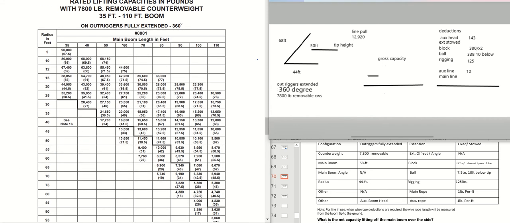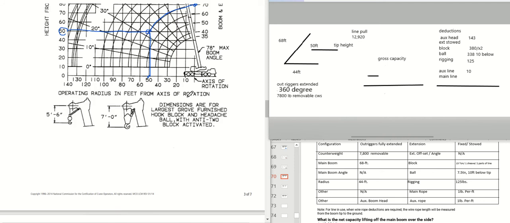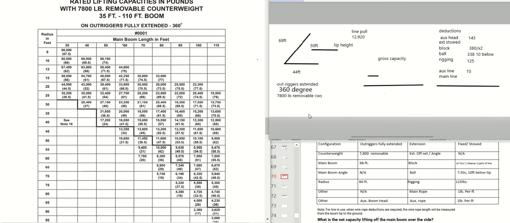All right, go over here. All right, so this is where it gets a little bit tricky. Now that we're done with our range diagram, we can move to our next page. So we are at 68 foot of main boom. So we're going to be between our main boom length here, 68 foot, and 44 foot. So 44 and 45, we're going to be between these two.